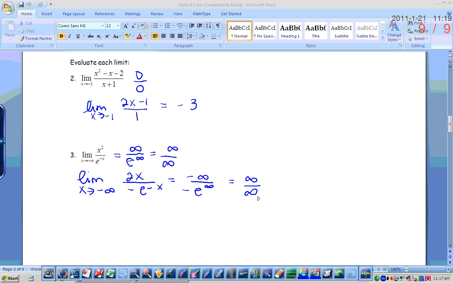Okay, so I still have an indeterminate form. What do you think I could do? Let's just do L'Hopital's rule again, and it will work this time. I promise, I won't make you do this multiple times. So go back to when we did the first derivative. The derivative of the top is 2. The derivative of the bottom is e to the negative x. Now when I plug in negative infinity, I get 2 over infinity, which is what? 0. All that work for nothing.